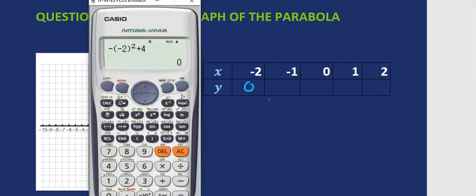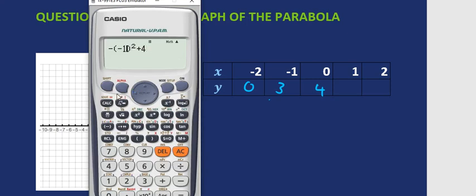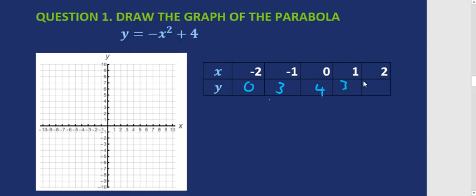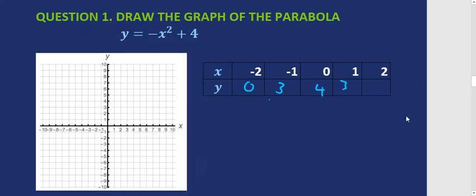Okay, next point, x is -1. If x is -1, then y is 3. Of course, if x is 0, then y is 4. That's obvious. And if x is 1, then y is 3. And finally, if x is 2, then the y value will once again be 0. Okay. And once we've substituted those values, we could of course plot the graph.